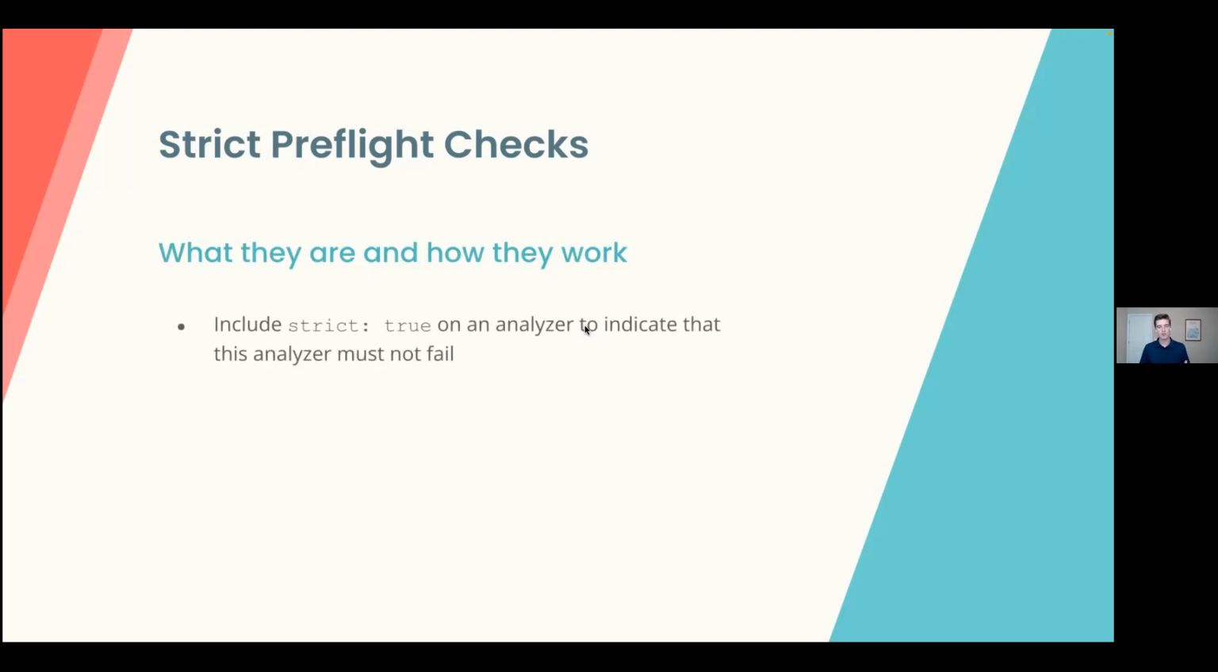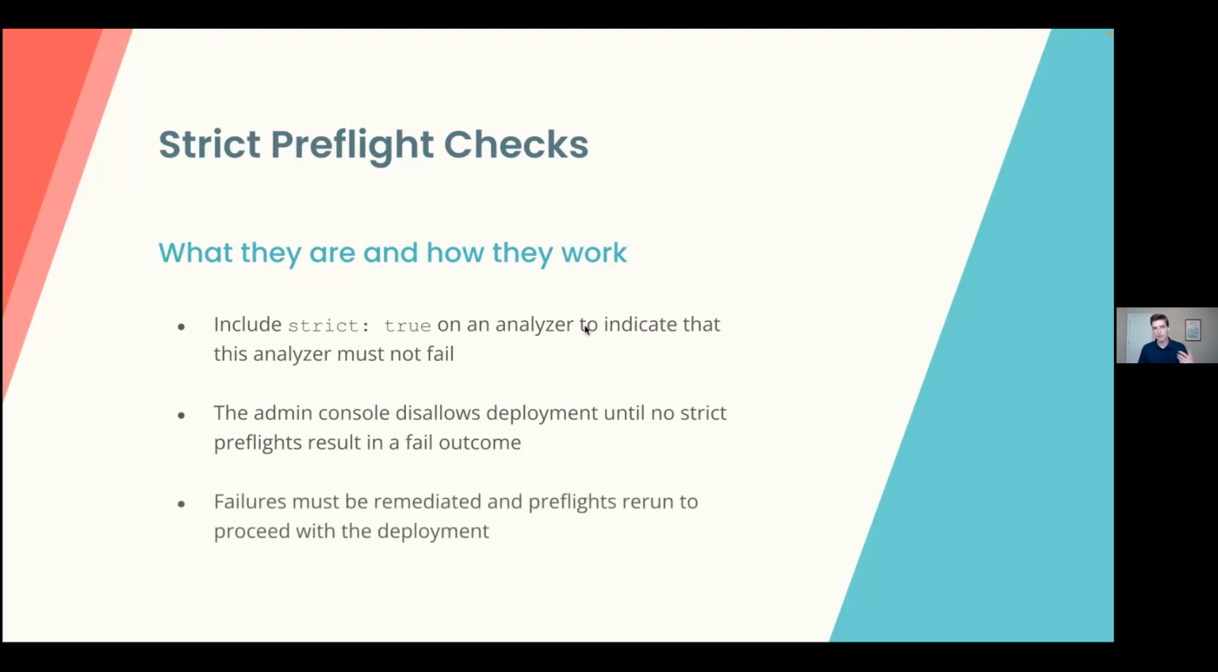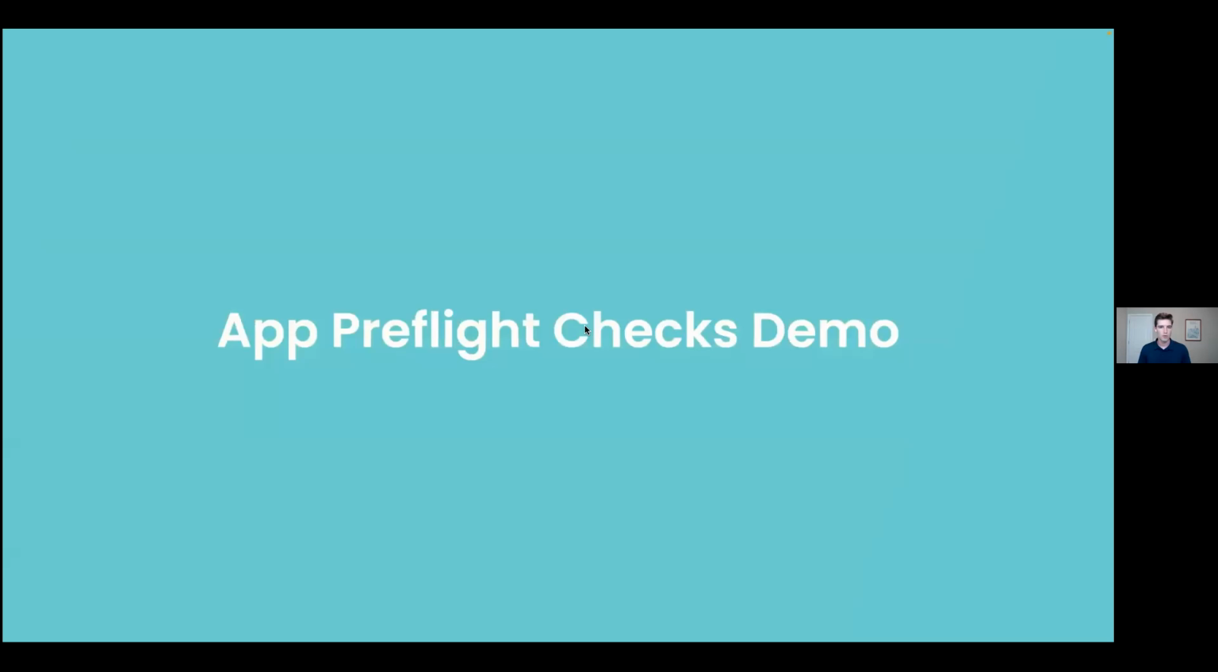The way to make this work, and I'll show this in the demo in a moment, is including the strict field on an analyzer and setting it to true. And this just indicates that an analyzer must not fail. It can pass, it can warn, but it cannot fail in order for the deployment to proceed. And the admin console is going to disallow installation of the software until no strict pre-flights result in a fail outcome. So obviously, if you get a failure, it has to be remediated. You've got to rerun the pre-flight checks, and then you'll be able to proceed with the deployment.